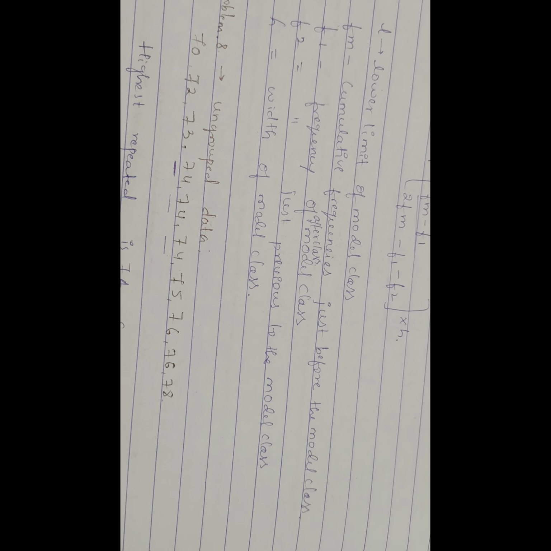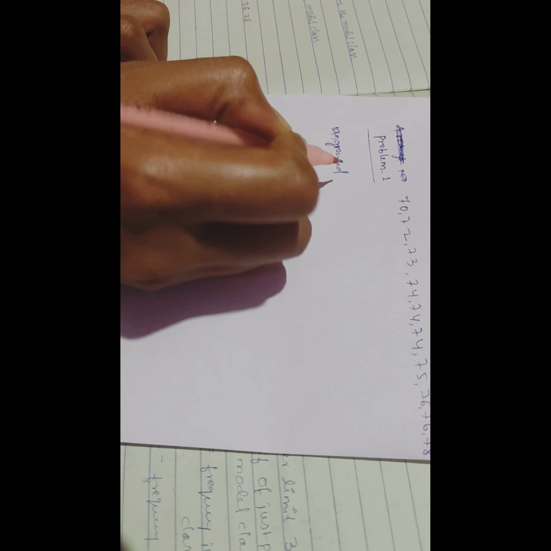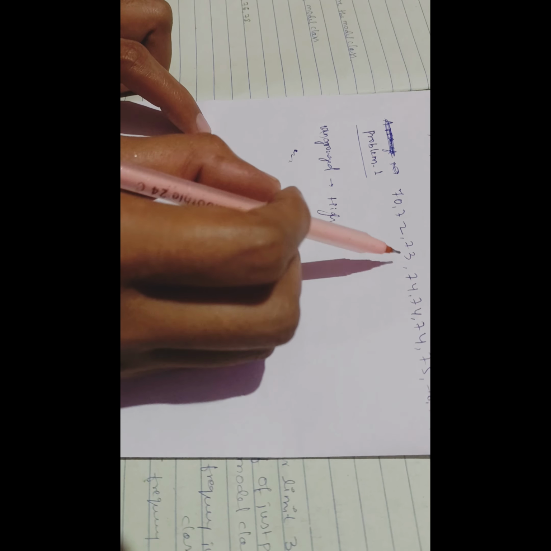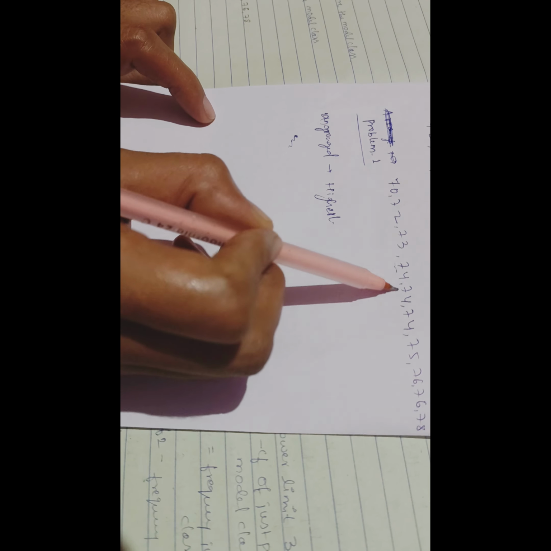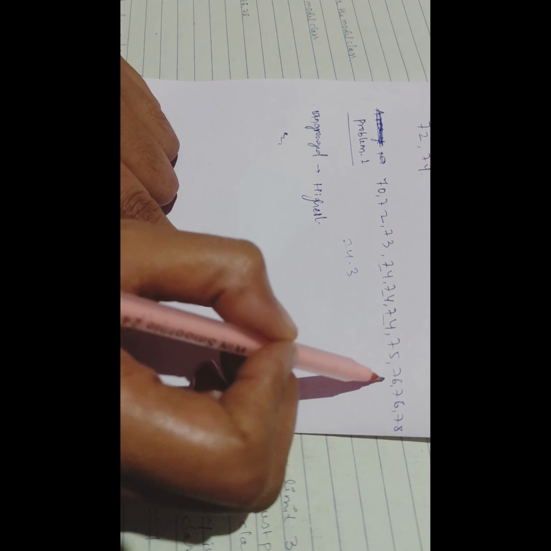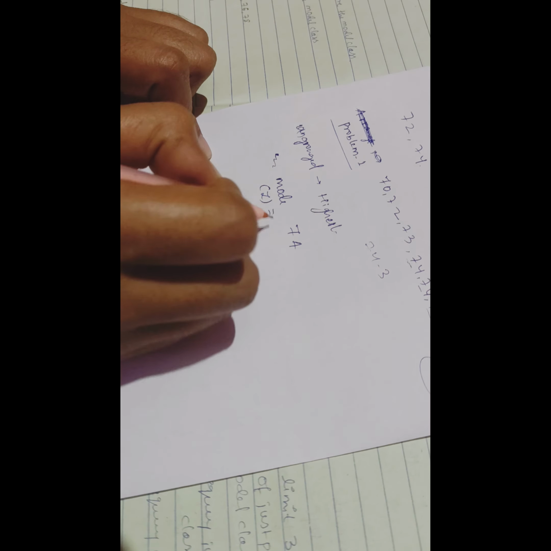So here we'll discuss problems. Here is our data for ungrouped data. For ungrouped data, it is very simple: it is the highest or most repeated value. Here, 74 is repeated three times, and 76 is repeated two times. So 74 is our mode. We indicate mode in the form of Z. So mode is equal to 74.